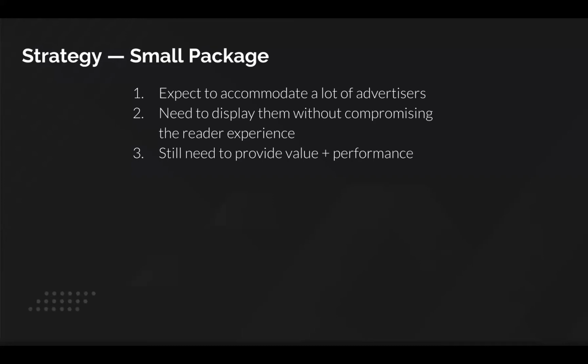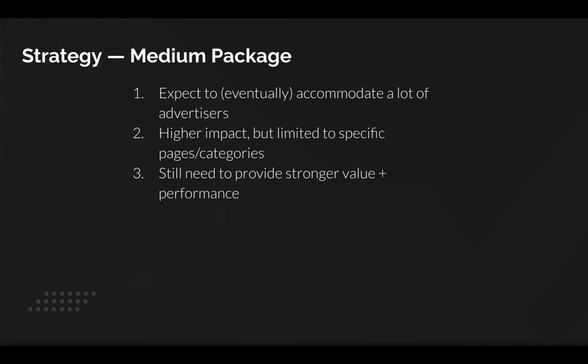So if we have a small package, we're going to have a lot of them. We need to think about that. For our medium packages, we want to have higher impact, but maybe we can do something, and we'll see this in a second, like category or section targeting. So instead of having all advertisers run of site, we limit them to specific sections. If they're discounted but in a specific section, we kind of multiply the amount of inventory that we have. We'll see what that looks like. And we still need to provide that stronger value and performance.